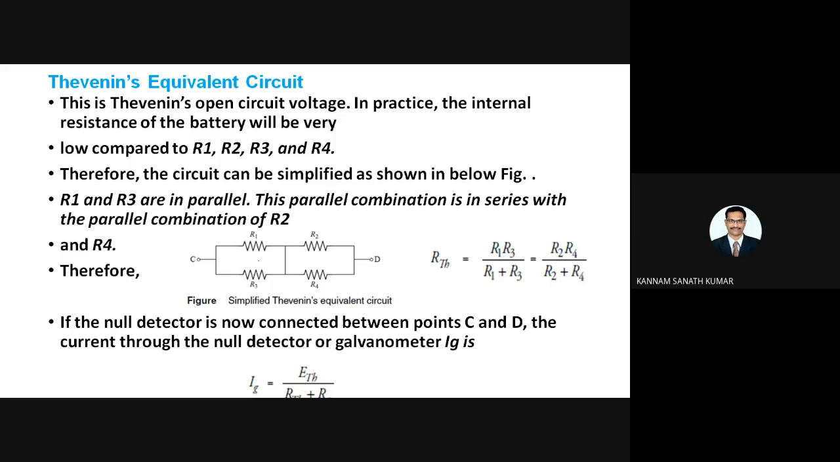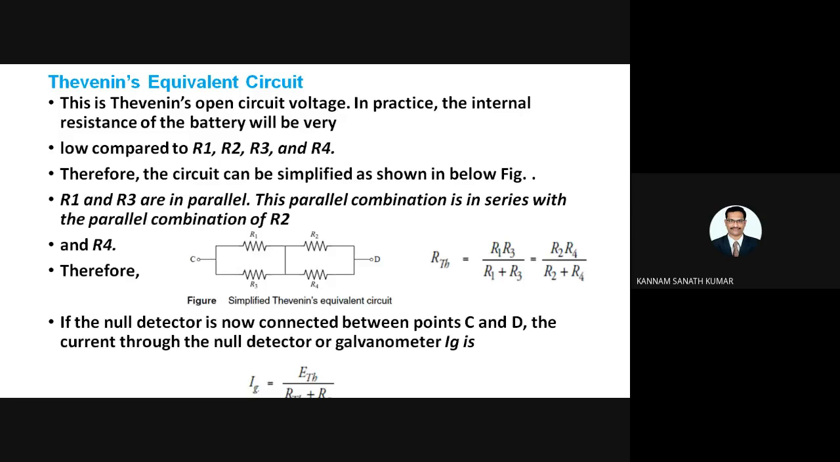Now we need to find out the Thevenin's resistance. Here R1 is parallel to R3 and R2 is parallel to R4, so both resistances are the same. RTH you can write as R1 R3 by R1 plus R3, which is equal to R2 R4 by R2 plus R4. If the null detector is now connected between C and D, you are getting Ig equal to what?